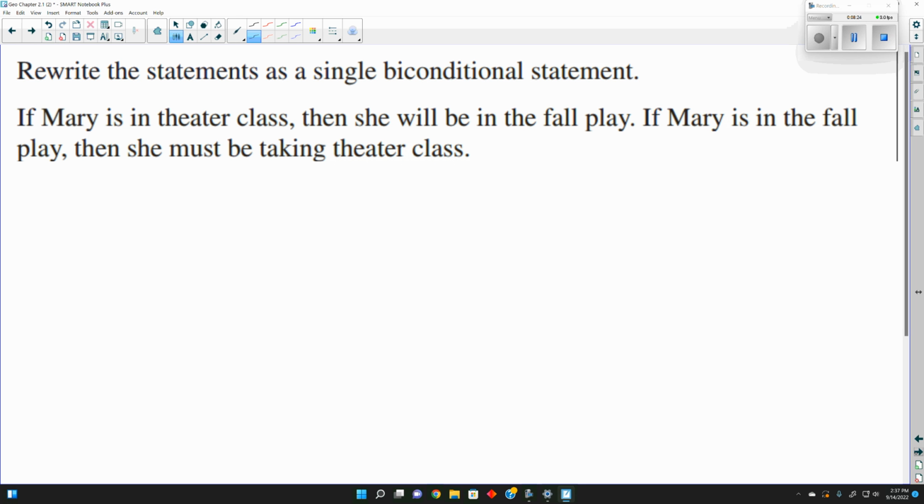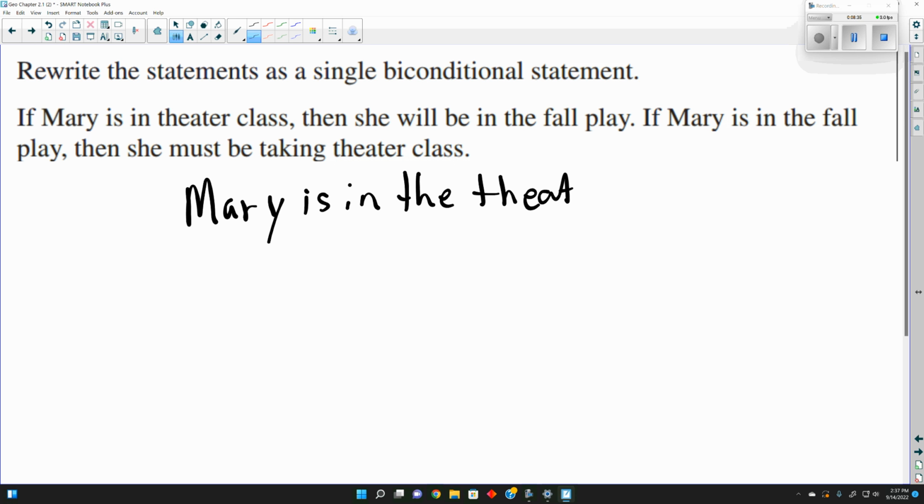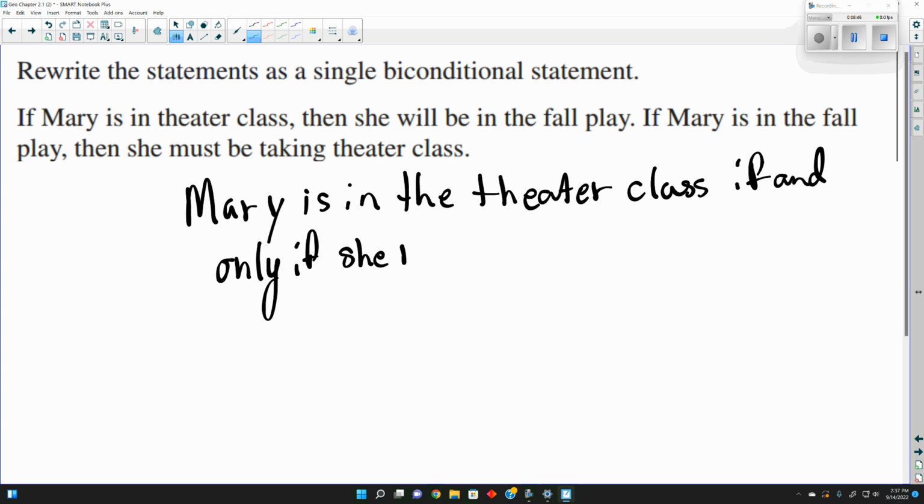Yeah, that way. Could we remove the first if and put Mary is in the theater class only if... Mary is in the theater class if and only if she is in the fall play.